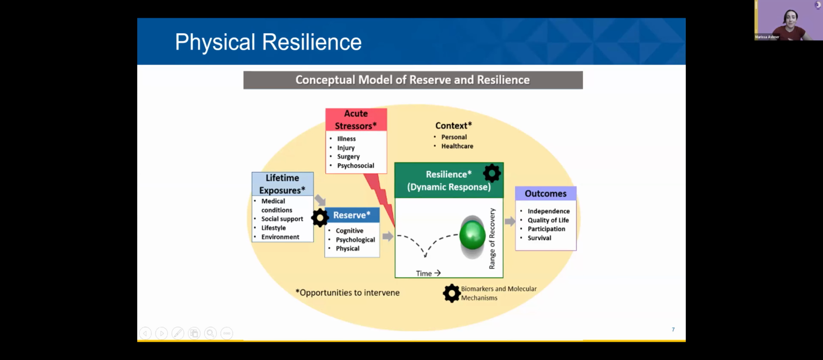There are these different lifetime exposures, such as your medical conditions, your social support, lifestyle, or environment. And then you have what we call reserve measures. That would be like a cognitive reserve, psychological reserve, or physical reserve, just kind of like where are you at in your total health? Where are you currently at? What does your reserve look like?